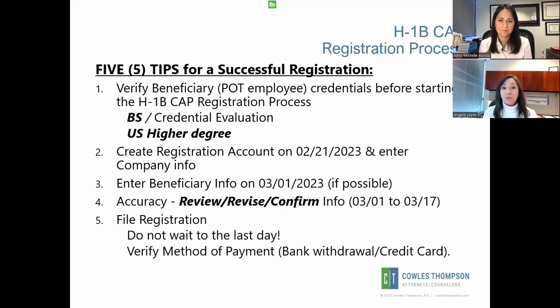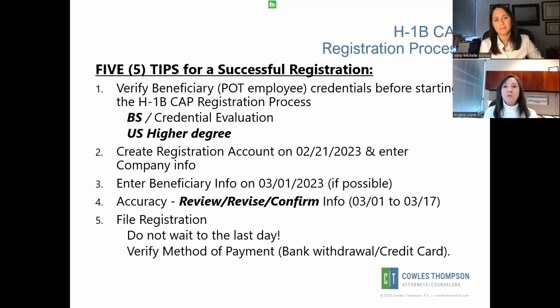This might be a good time to check on passports, because if the beneficiary's passport is expired, you need a new passport. If you know you are entering the information with a passport that is about to expire, you might have a problem later on because you might be using a different passport than the one you're going to be submitting the petition with. Accuracy: review, revise, confirm.